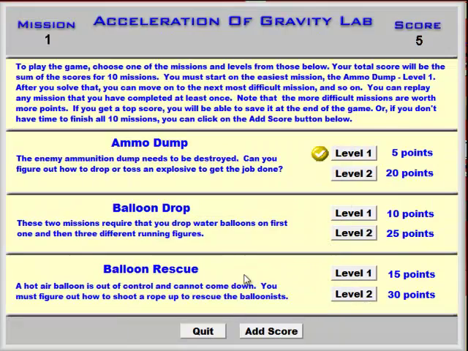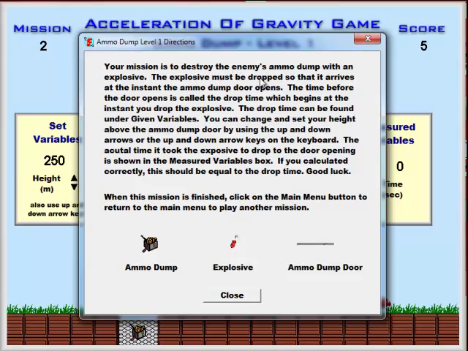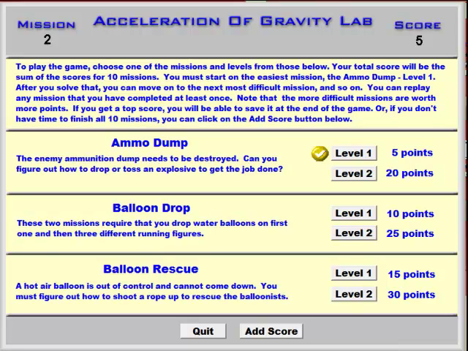Note that there are a set of directions so that students will get an explanation of the problem and exactly what the various items stand for. You can see that the students get credit for solving that problem. They also get 5 points. They can do that particular level again if they'd like to, but that won't help them get a high score.